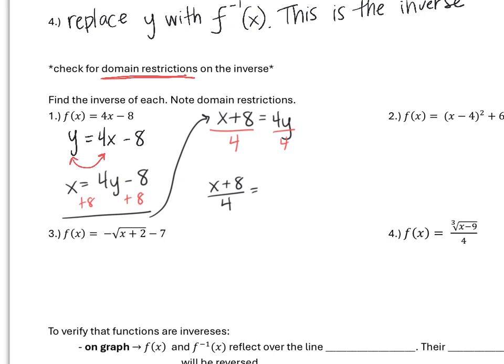And then the last step is to replace y with your inverse notation. And this is your inverse. Notice how the operations are opposite. So here we had 4 times x. Now we have x divided by 4. We had minus 8. Now we have plus 8. So it just flips the operations of the original.